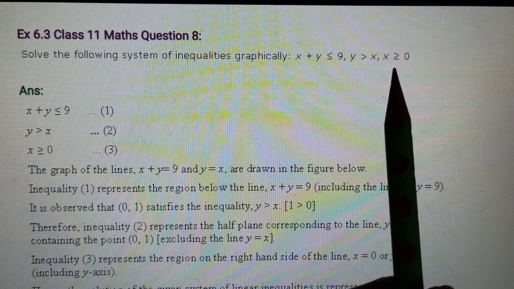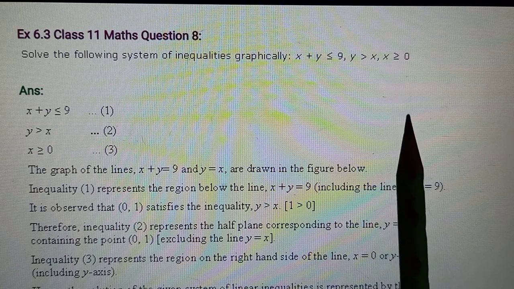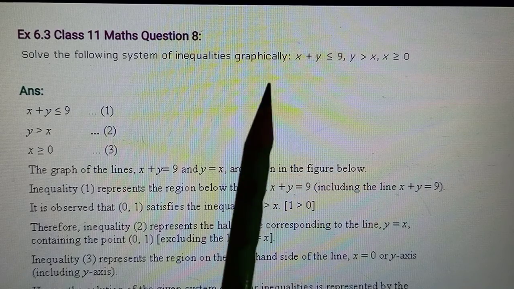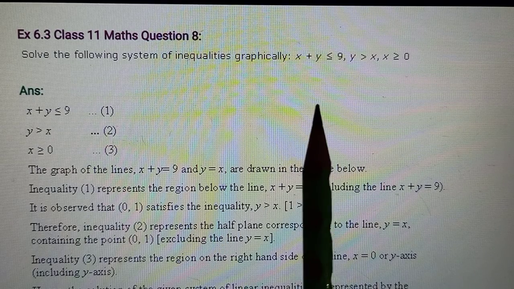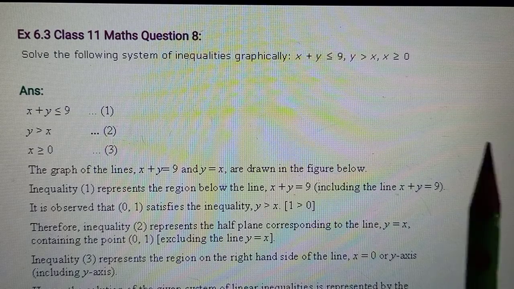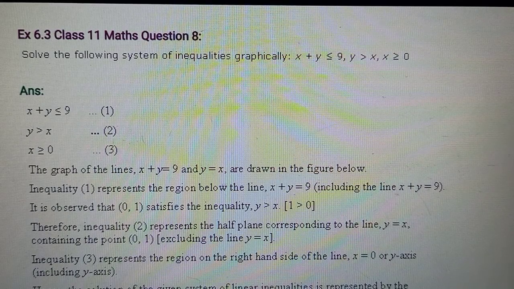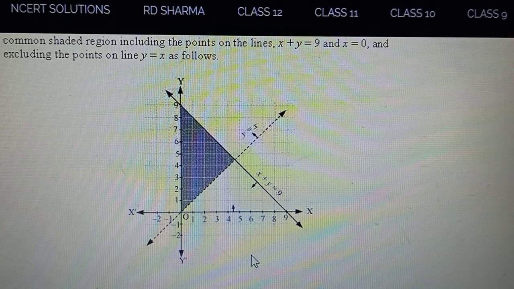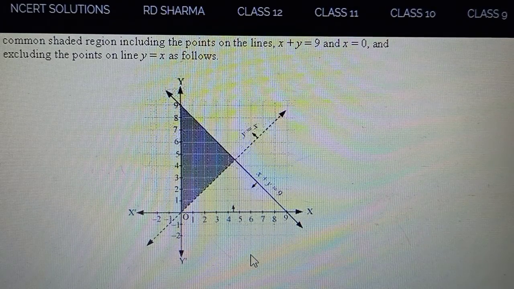And then also said x is greater than equal to 0. So x is equal to 0 is your line y-axis. Y-axis is written as x is equal to 0. So x positive. That means to the right portion of our plane. Right. So if you draw the graph for this, will come out to be something like this.